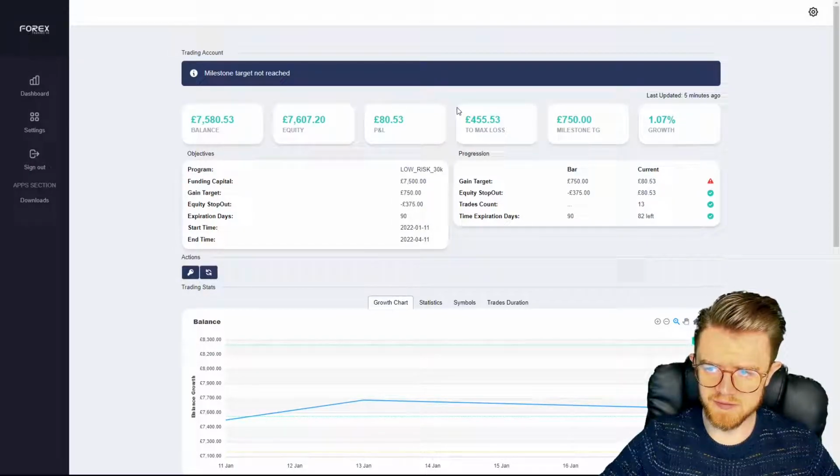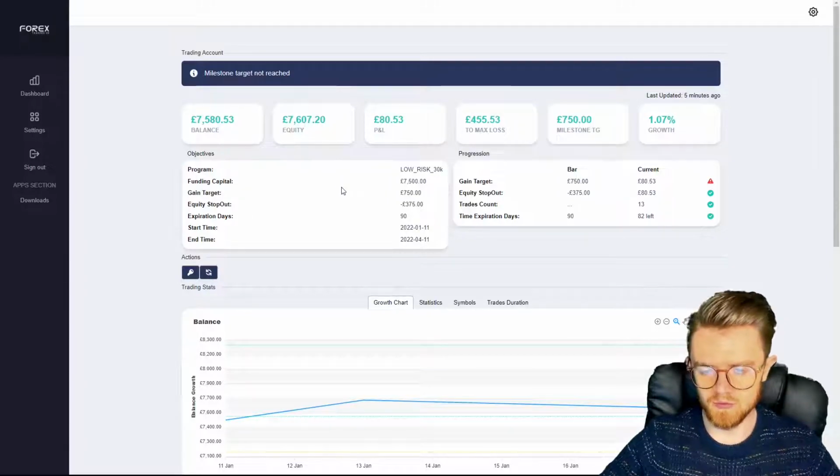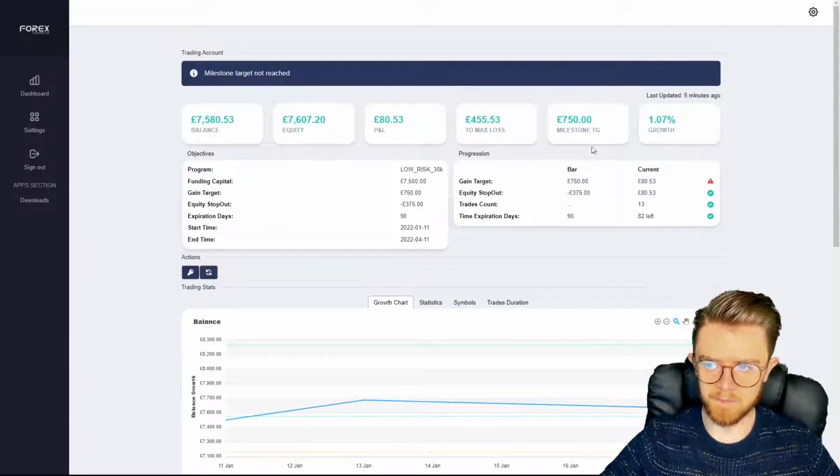We can also see the max loss figure here, which is basically the amount that we can actually lose on the equity before we would reach the maximum drawdown limit.